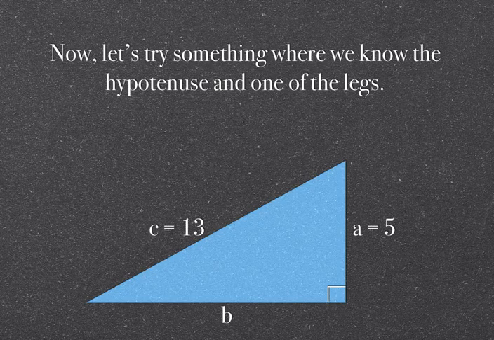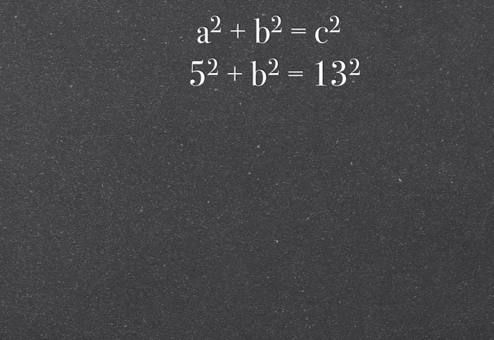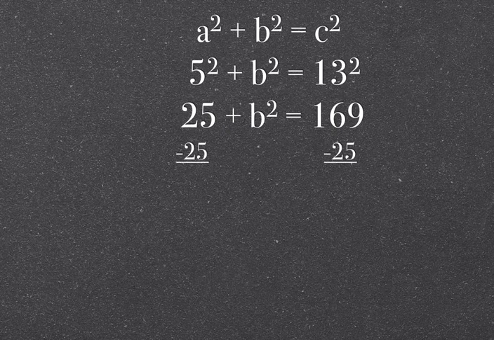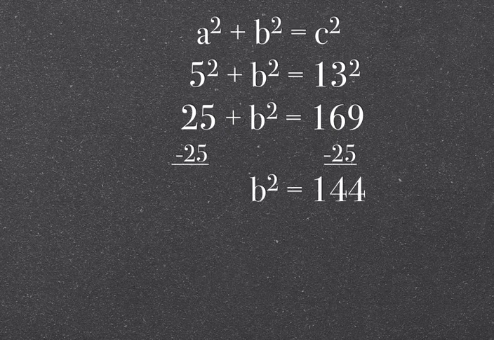Now let's try something where we know the hypotenuse and one of the legs. Here the hypotenuse c is 13 and side a is 5. So plugging in 5 for a and 13 for c, I square: 5 squared is 25, 13 squared is 169. Now I have to get the 25 away from the b squared, so I'm going to subtract 25 from both sides of my equation, and b squared is 144.